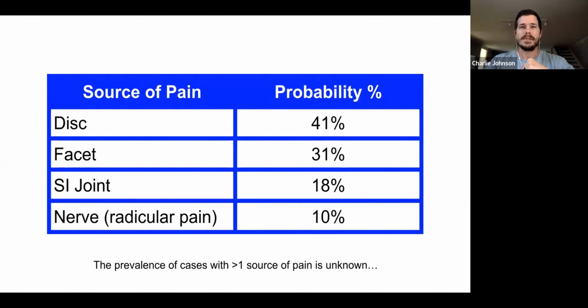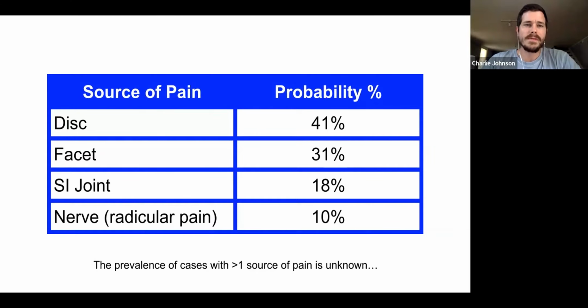What they found is that, let's just say you have 100 people who have some sort of back, butt, leg pain, all right? Roughly 41% of folks, without knowing anything else, are going to have pain due to the disc as the source of the issue.